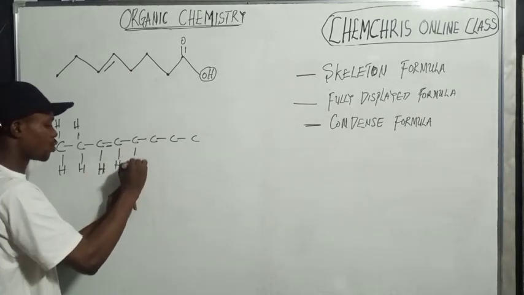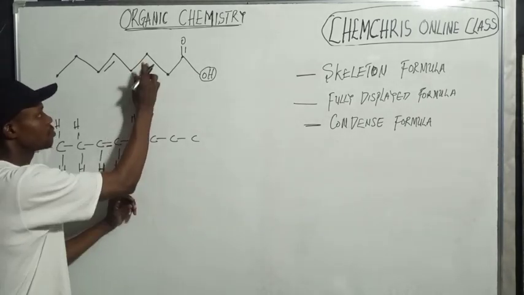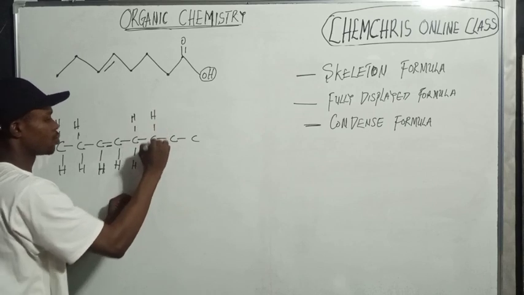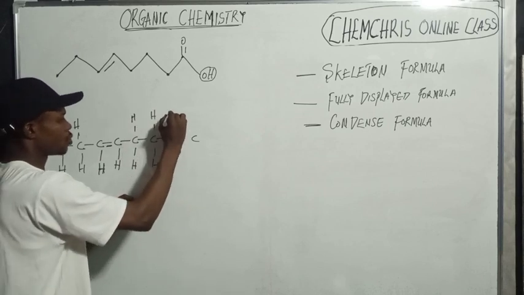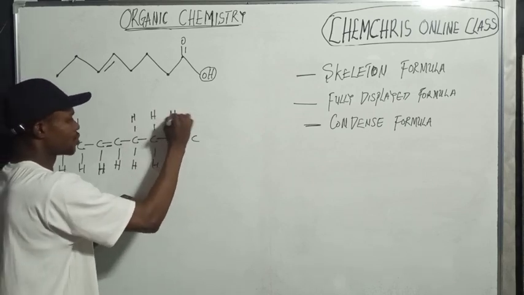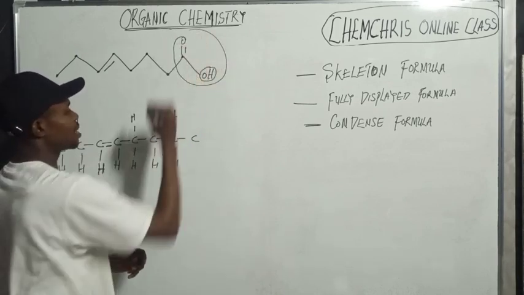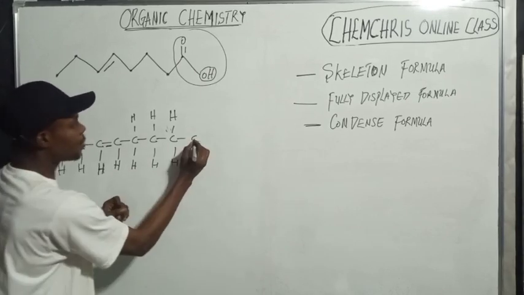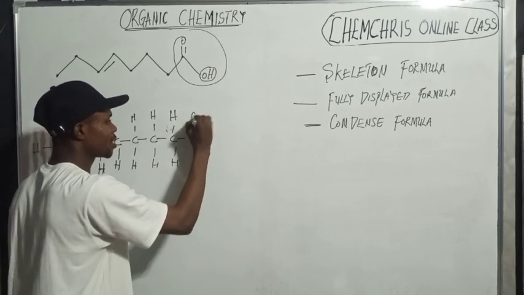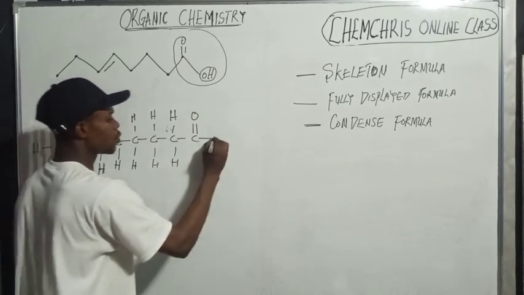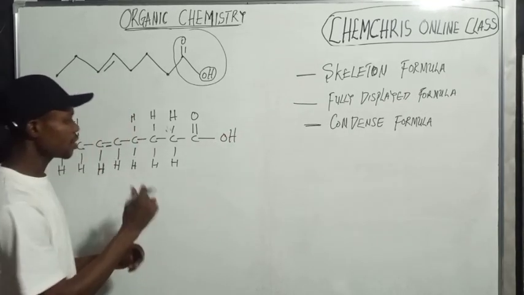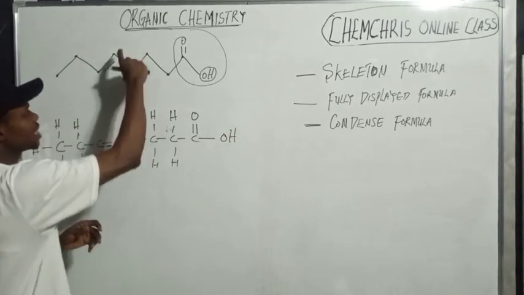This one we have 2, this one we have 2, this one we have 2 hydrogens, right? Do you understand? Now, this one you're seeing here is a carbonyl functional group. That is, this carbon is having a double bond to oxygen, and it is bonded to OH. Can you see that? So this is the skeletal structure.